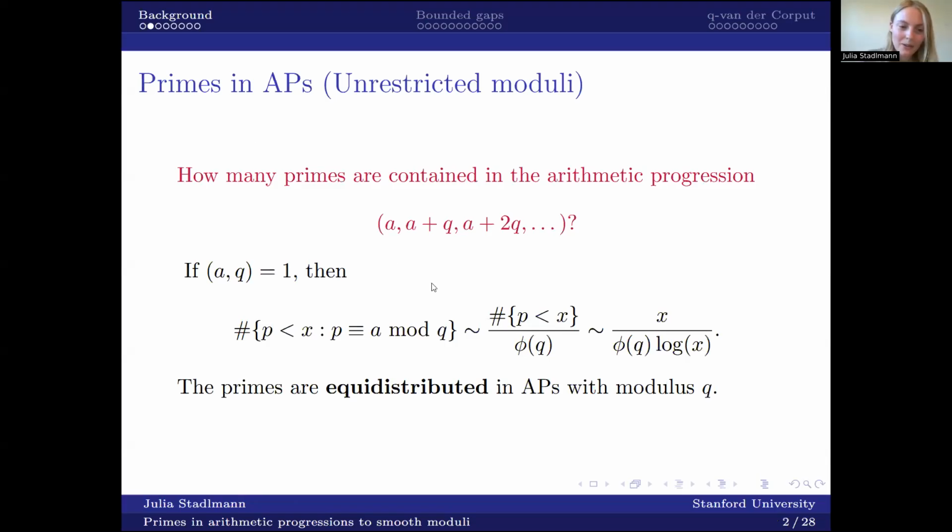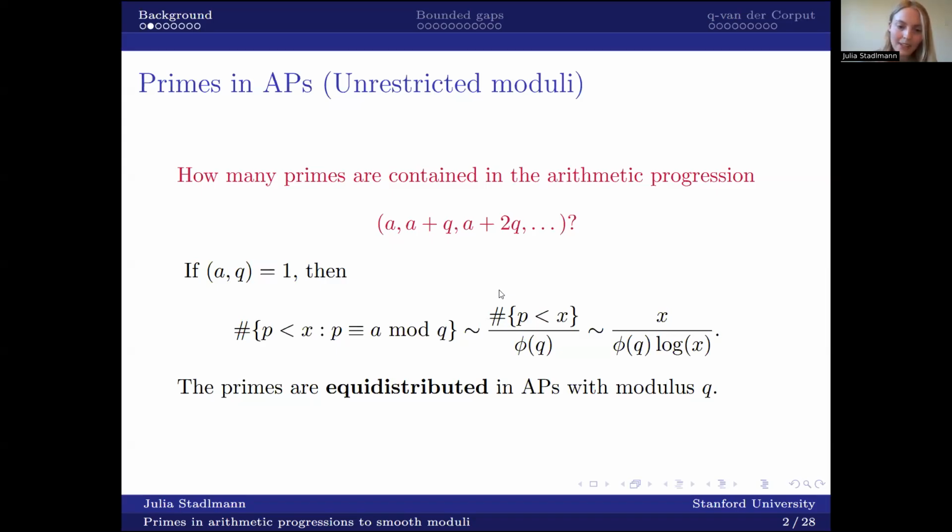And if a and q are coprime, and we ask how many primes are there up to x which are in the residue class a mod q, then it's known that this is asymptotically equal to the number of primes overall divided by phi of q. And because the number of coprime residue classes is phi of q, that means that the primes are equally likely to be in any of the coprime residue classes mod q. So that's why we say that the primes are equidistributed in arithmetic progressions.